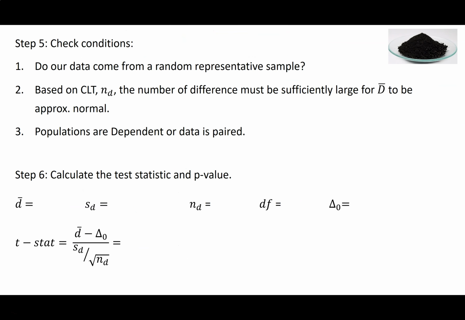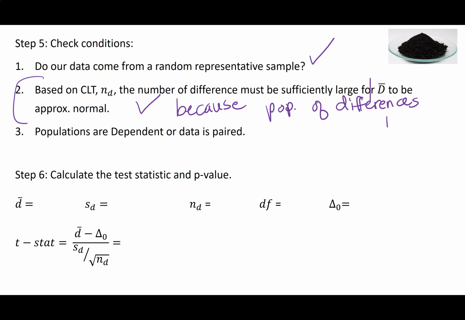So checking my conditions. We did take a random sample. Those 4 ferrous substance samples were randomly selected from where? I don't know. That might be worth investigating because I doubt they're from everywhere in the world. Based on central limit theorem, the number of differences is high enough. This is true because the population of differences is normal. Anytime that you know that the populations are normal, any sample size will be big enough.